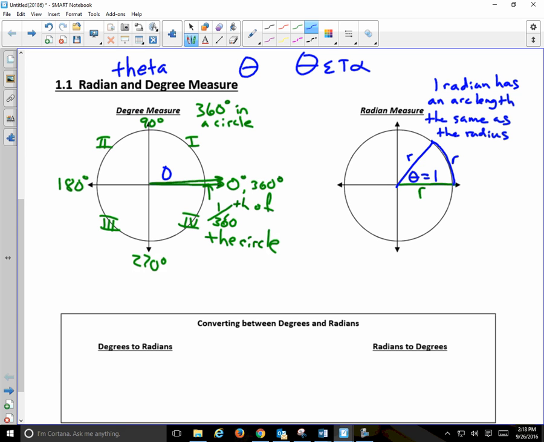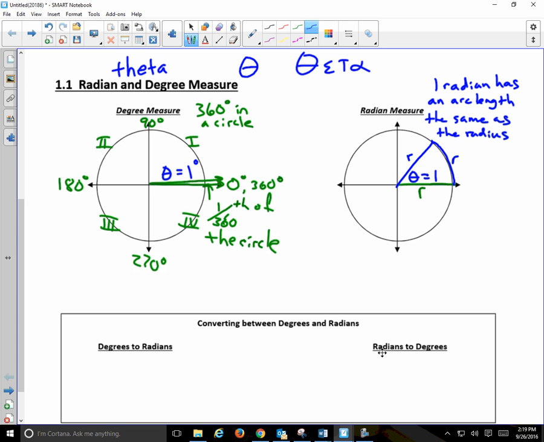So here, theta was equal to 1 degree. Here, theta is 1 radian. We show degree symbols by putting that little degree marker on it. Here, we don't put a degree marker on it, okay? Now, here's the big question. How many degrees fit in a circle? 360. How many radians do you think fit in a circle?